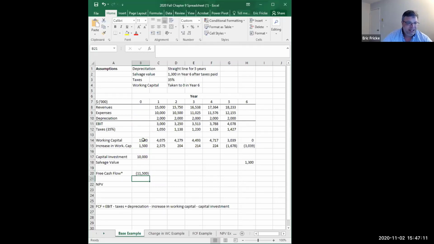Now I just hit enter. And let's just double check our formula. Does this look right? So we had a $10,000 capital investment, which is a negative cash flow. And then the increase in working capital also has to be subtracted. So that's a total of minus 11,500. That looks right, yeah. All right, now I'm going to copy this all the way over, and then we'll double check our formula in a couple of years just to make sure it looks right, okay?